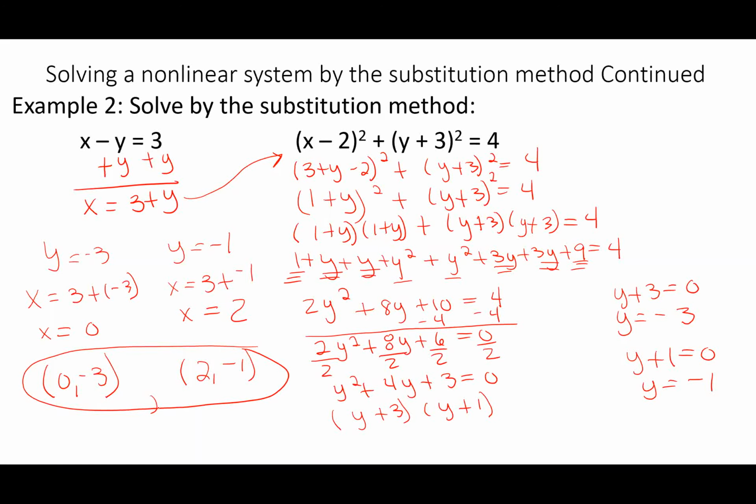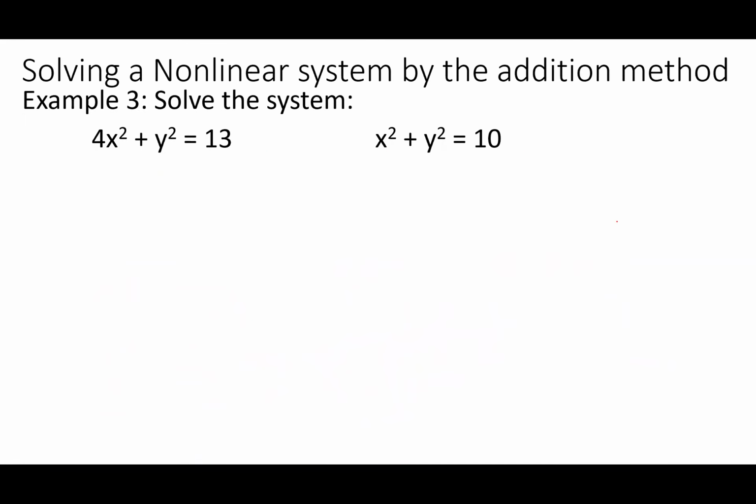Where the graph's crossed at. Okay? Now this one is two circles. I really don't want to solve either one for x or y because they've got squares on them. Okay? But I noticed they both have y squared.